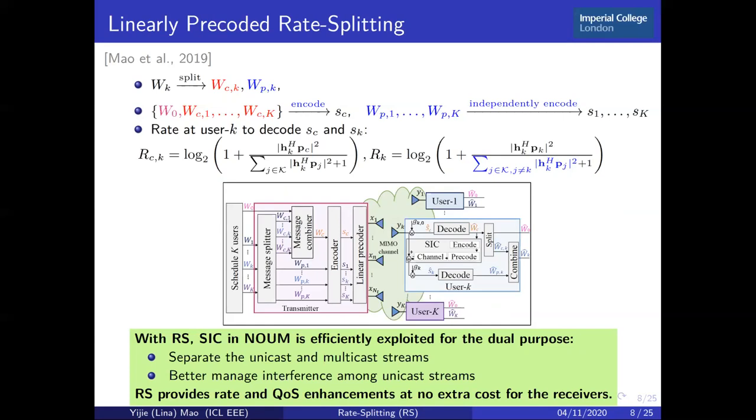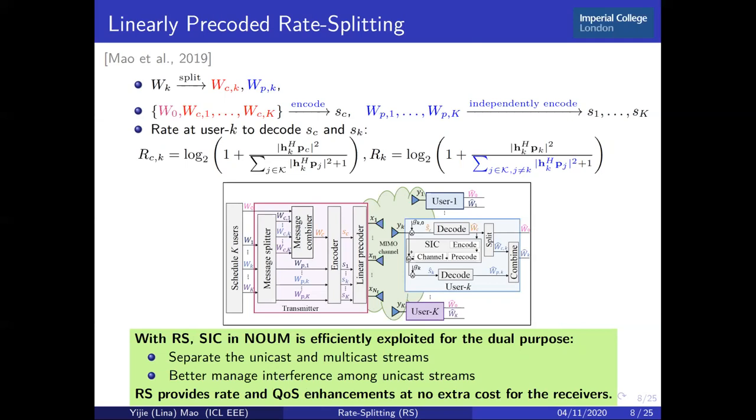SIC in this linearly precoded rate splitting scheme is not only used to separate unicast and multicast streams, but also to manage interference among unicast streams, since we achieve to partially decode the unicast streams and partially treat unicast streams as noise.